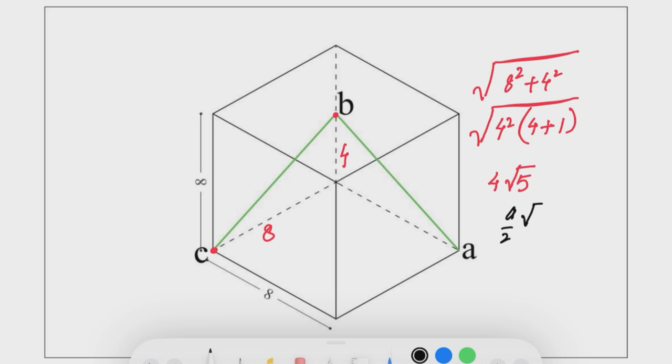Okay, again also remember this part. So now in this case, how many 4 root 5 do we have? We have two 4 root 5. One is from A to B, one is from B to C. So therefore 2 times 4 root 5, and therefore the final answer is 8 root 5.